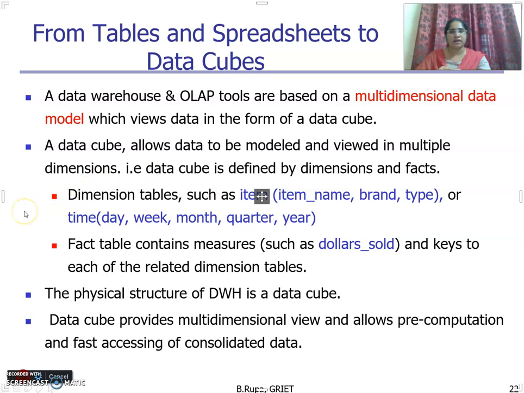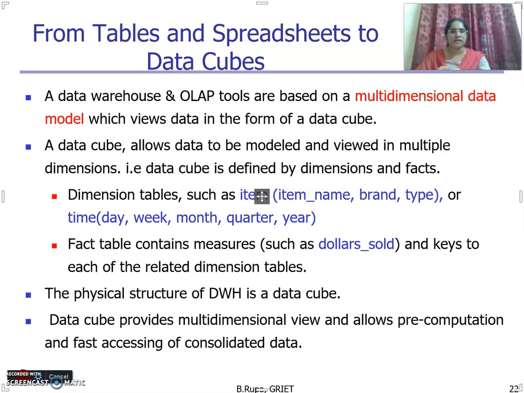Next we will discuss from tables and spreadsheets to data cubes. Table data is available and spreadsheet type data is also available. Why are we moving to data cubes? Because in a data warehouse, OLAP tools are based on the multidimensional data model, which views data in the form of a data cube. The view of data in a data warehouse is a cube representation.